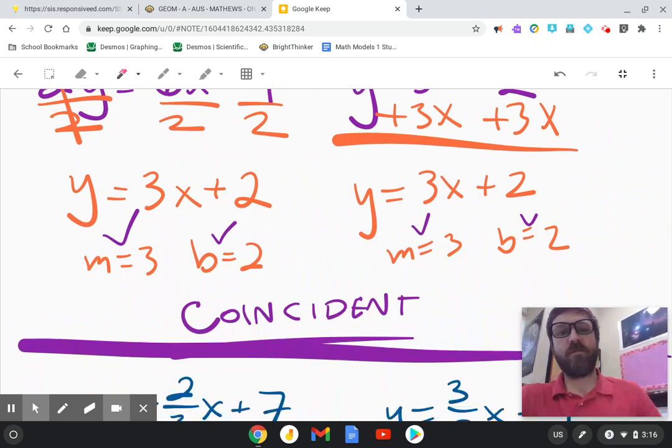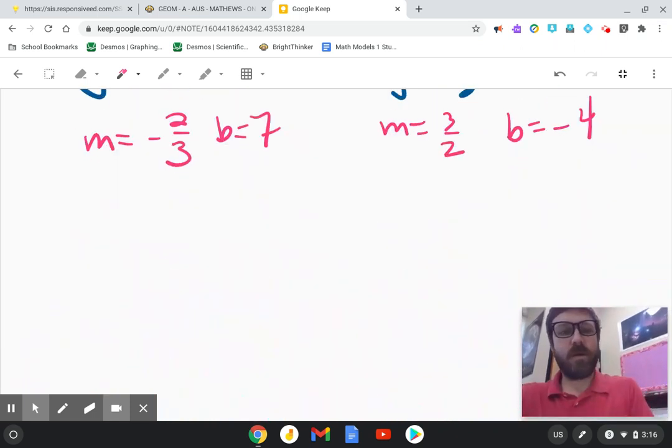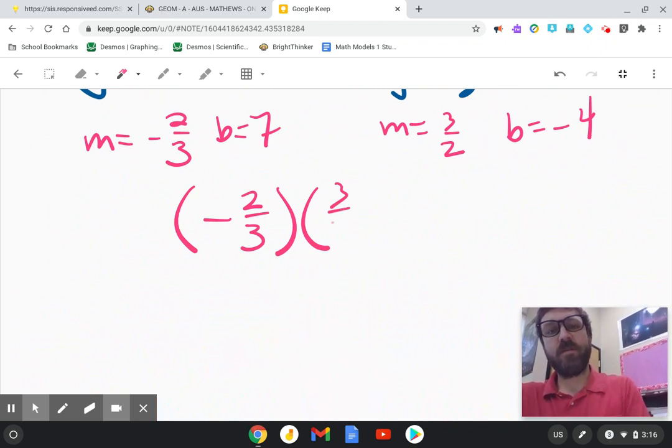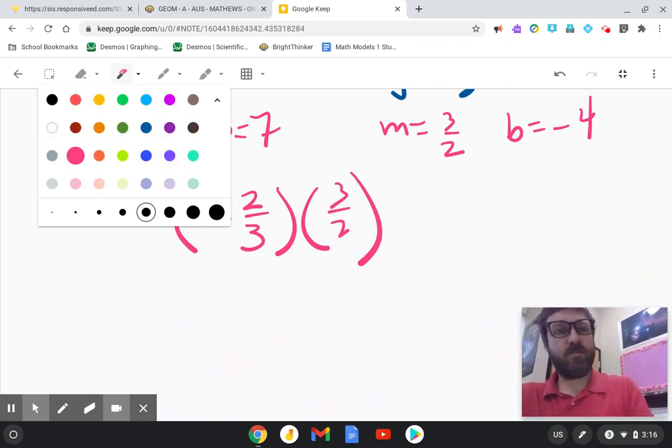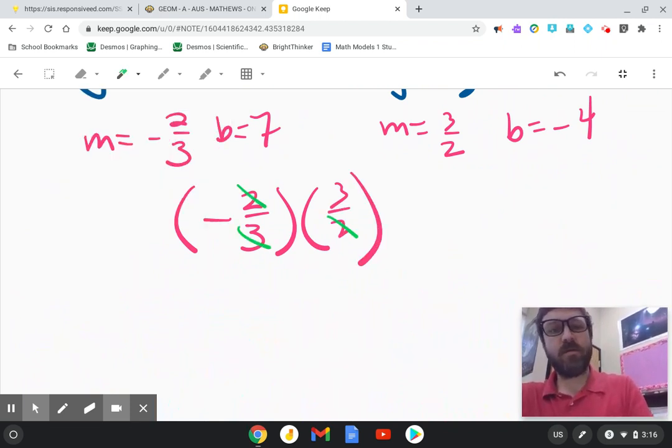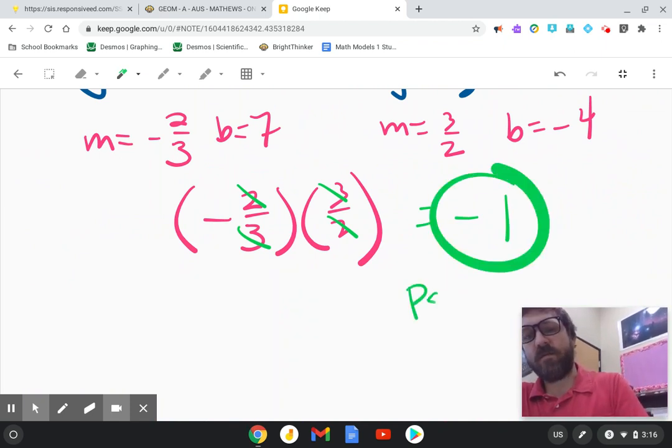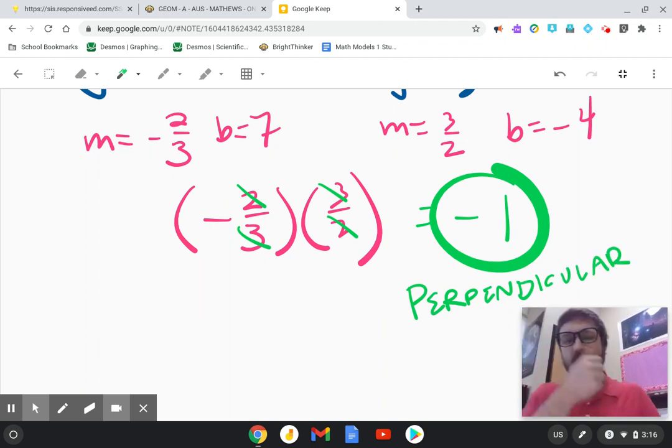So I'm going to multiply the slopes. So I'm going to multiply negative 2/3 times 3/2. And you should see pretty quickly what's going to happen. The 2's and the 3's are going to cancel out, leaving me with negative 1. And so that means perpendicular. And so again, if that didn't work out to negative 1, I would have concurrent.